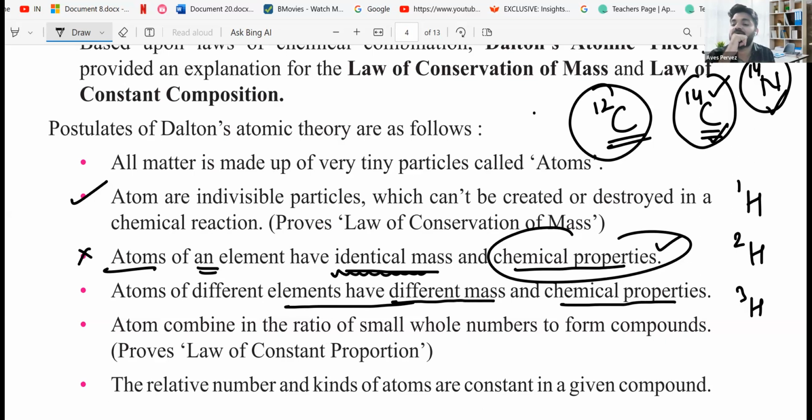Okay, so note this. Note all these three points first. Then we will write all the points, and then we will discuss what the errors or drawbacks of Dalton's atomic theory are. So we will write them separately.